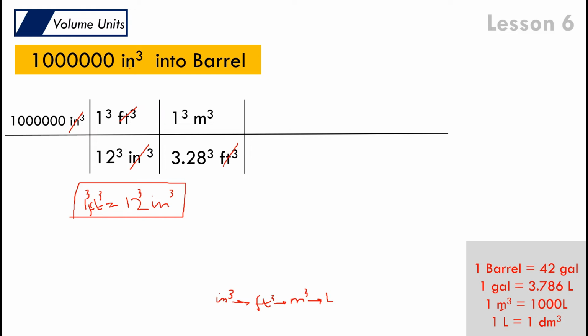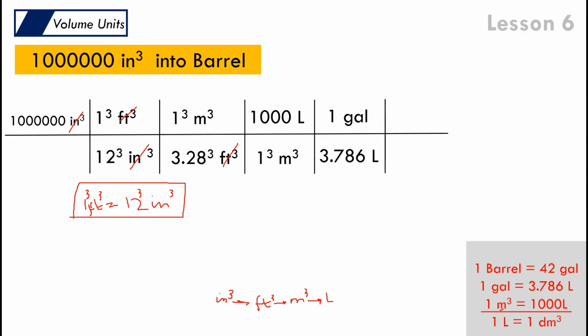Now to convert from meter cube to liter, we know that 1 meter cube is equal to 1000 liters. Now liter is converted into gallon by this conversion, and at last gallon is converted into the barrel. So our answer will be 0.103 barrel. In this way we converted inch cube into the barrel by covering all of these units.